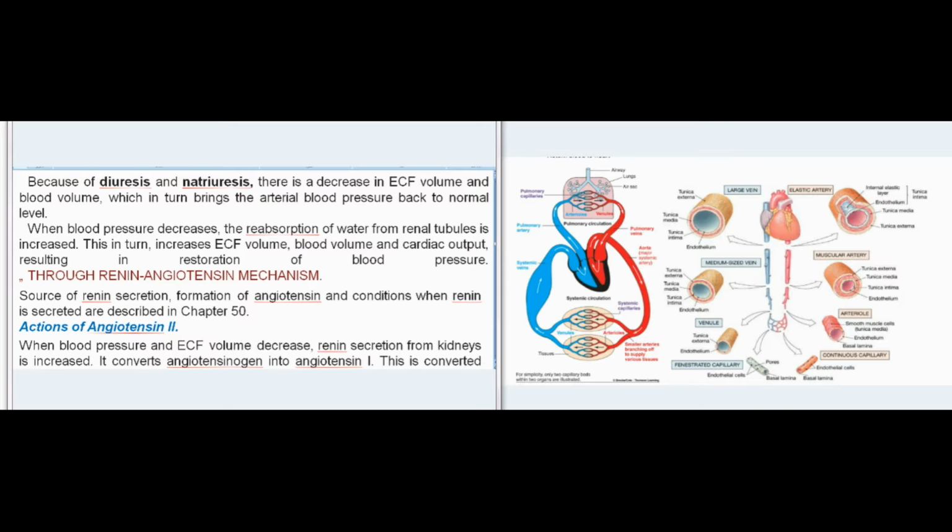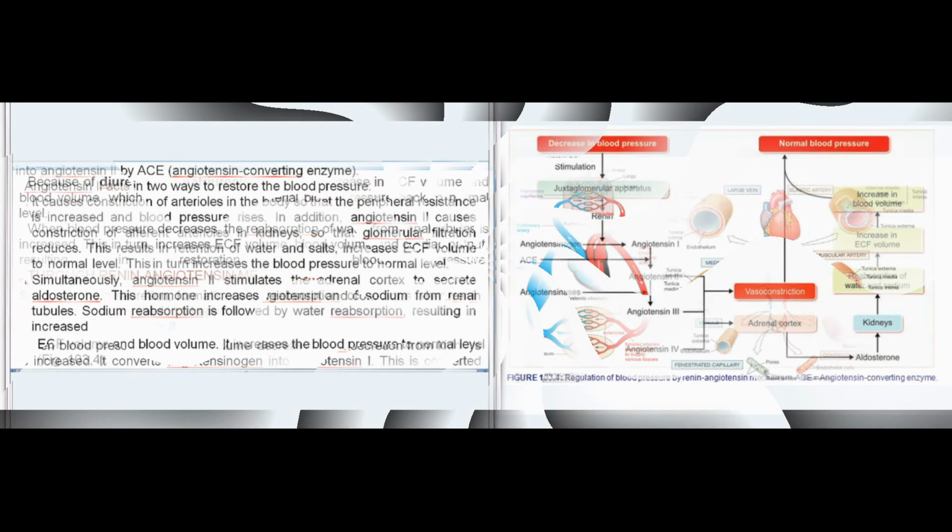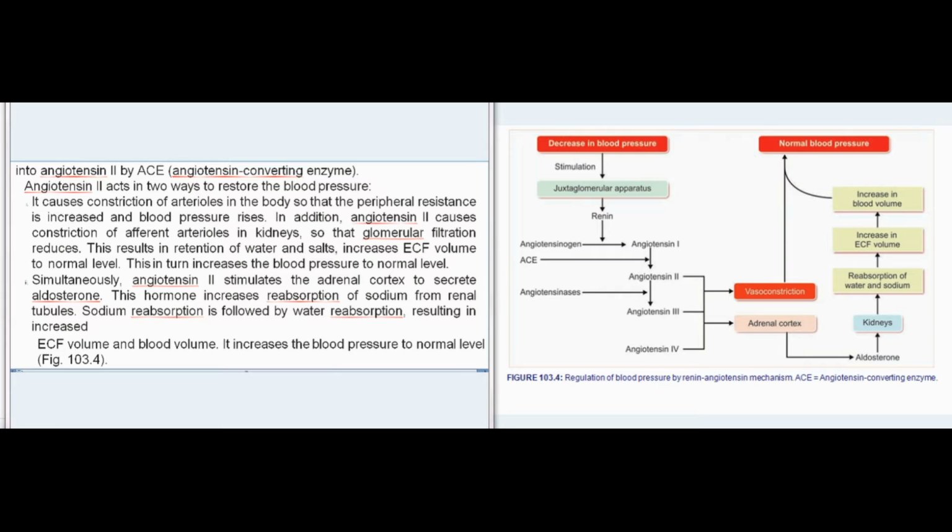Through renin-angiotensin mechanism. Source of renin secretion, formation of angiotensin and conditions when renin is secreted are described in Chapter 50. Actions of angiotensin II. When blood pressure and ECF volume decrease, renin secretion from kidneys is increased. It converts angiotensinogen into angiotensin I. This is converted into angiotensin II by ACE, angiotensin converting enzyme.